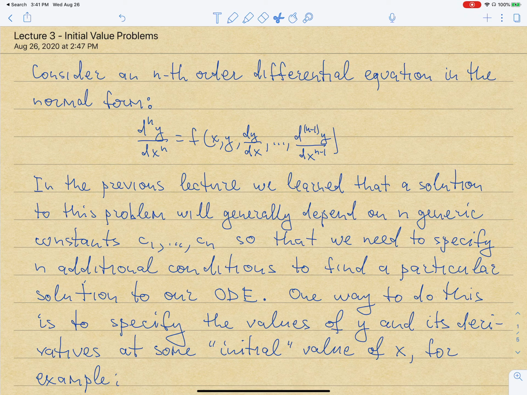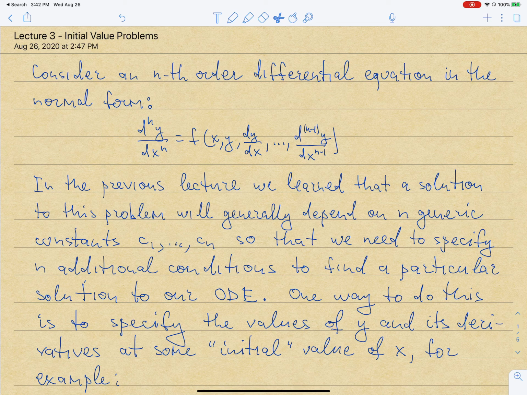So if you have an nth order differential equation that I have written here in the normal form, remember that the normal form is when you write your ODE expressed as an nth derivative, the highest derivative, equal to a function of lower derivatives. So if we have an nth order ODE like this, then we discussed that in order to produce a solution of this ODE, I have to get rid of the nth derivative formally. And I can get rid of the nth derivative by integrating n times.